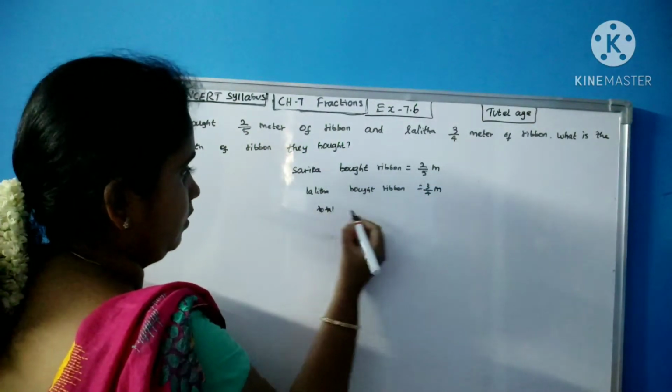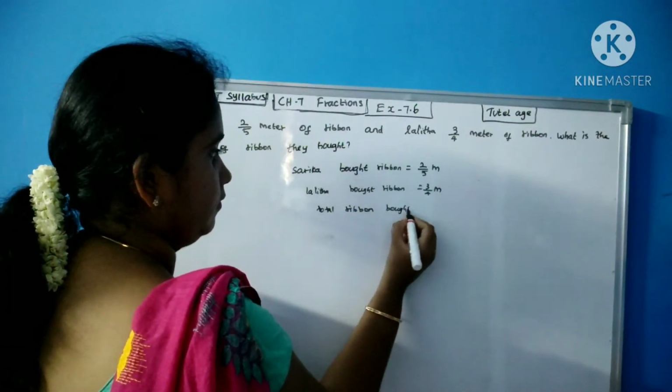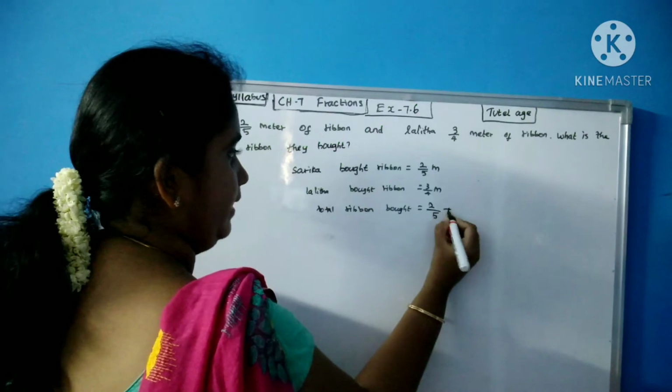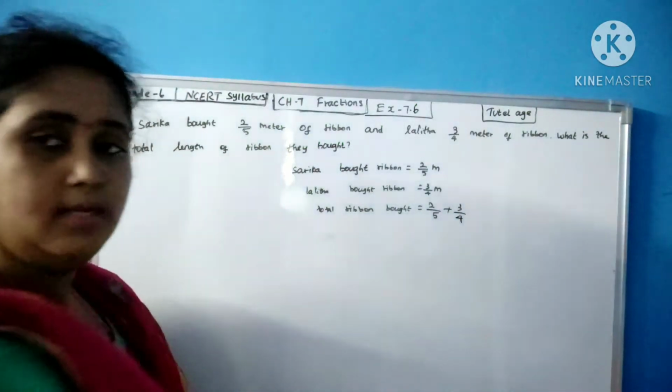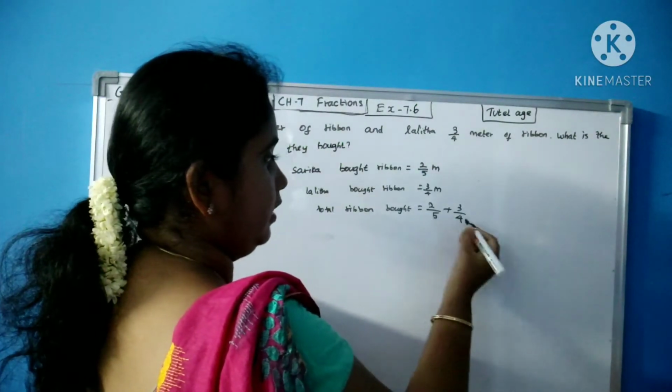Total ribbon brought is equal to 2/5 plus 3/4. The denominators are different, so you have to cross multiply. 5 and 4 will not go in the same table, so you can cross multiply directly.